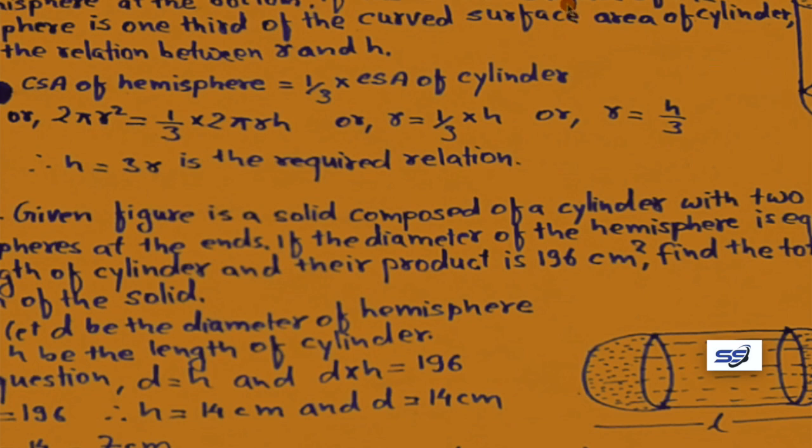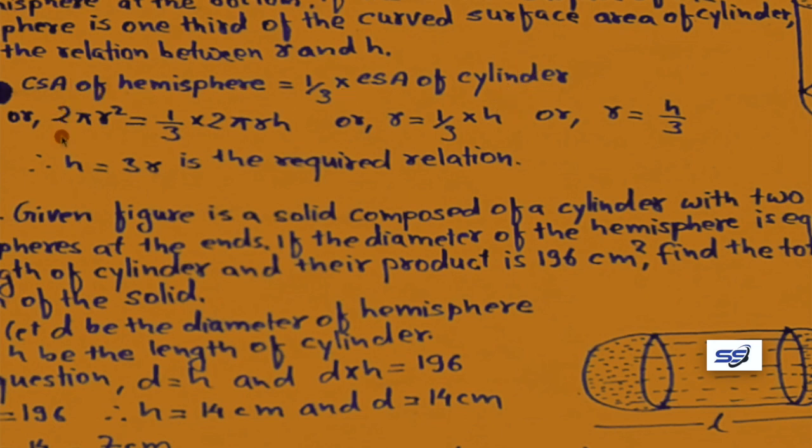Using all that information, we will apply certain formulas to find the requirement of our question. Let's see here. CSA of the hemisphere, meaning curved surface area of the hemisphere, equals 1/3 into CSA of the cylinder. Here CSA means curved surface area of the cylinder. This is provided in our question. For the CSA of the hemisphere, we have the formula 2 pi r square, equal to 1 upon 3 into 2 pi r h, and this is the formula for the curved surface area of the cylinder.